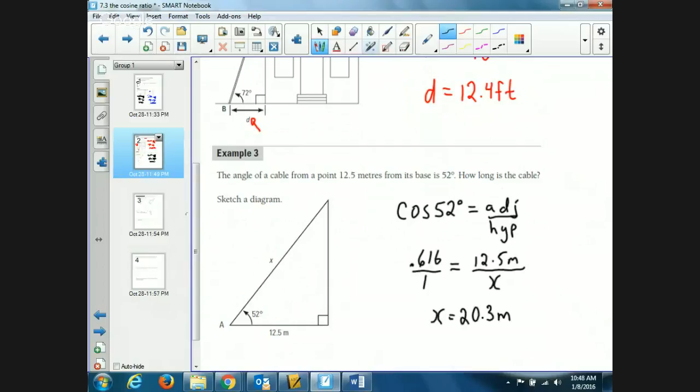After that, you can try your practice assignment questions there. And get ready for the tangent ratio in another day.